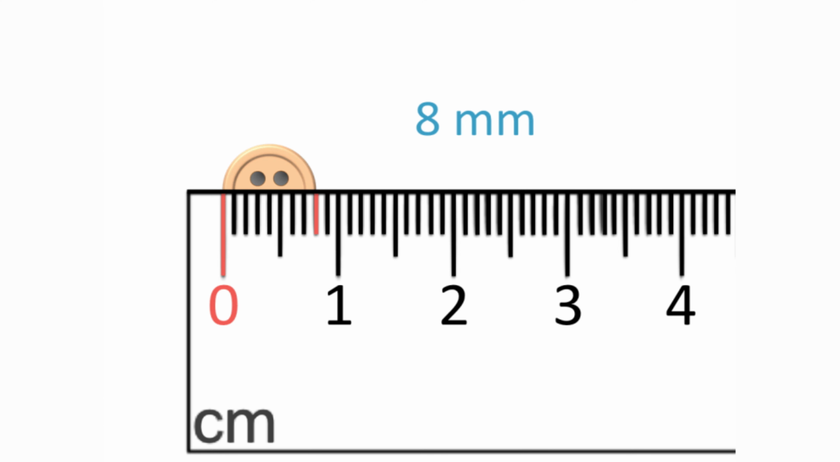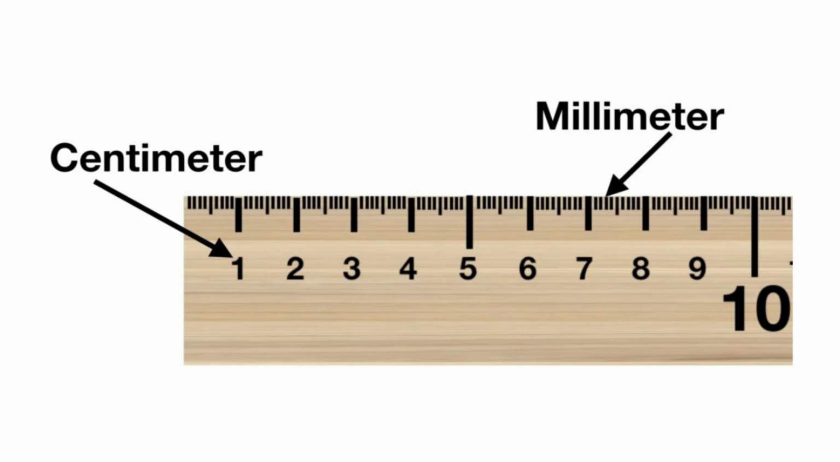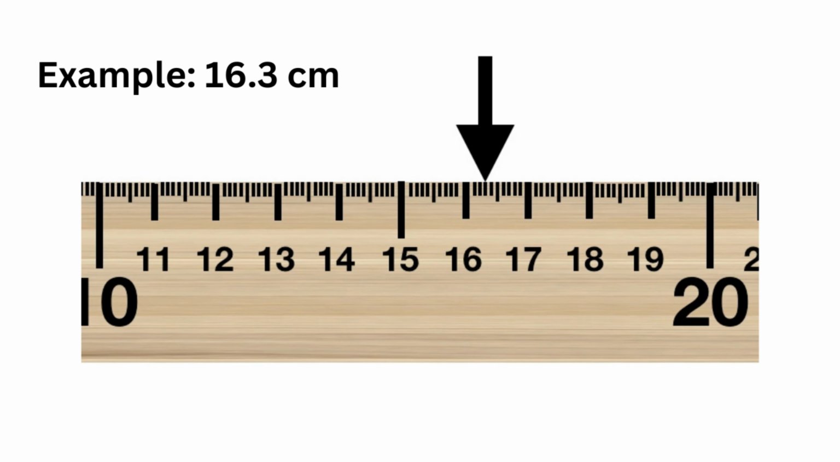Let's start with some examples. Here's a button and it stops at the 8th mark, which is 8 millimeters. It's not a centimeter yet, but almost. So the big numbers are centimeters and inside the centimeters is millimeters. But we don't say millimeters, we just say 0.3. For an example, this is 16.3. 16 is the centimeters and 3 is the millimeters. But we don't say that. We just say 16.3 centimeters.